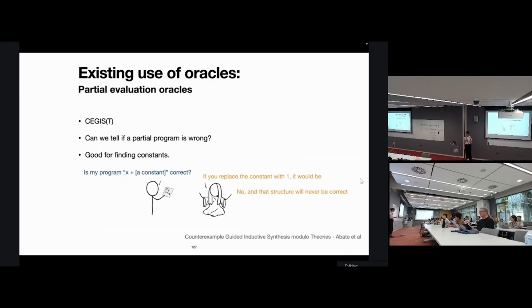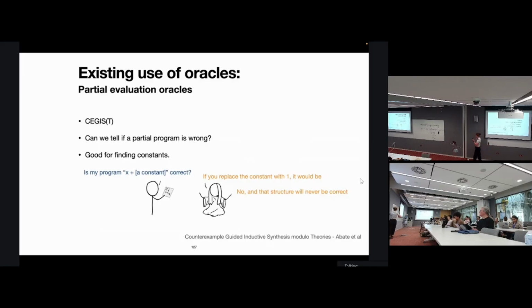Yeah, CGIS. Other oracles. So you might be able to have an oracle that can tell you whether a partial program is right or wrong and whether it's worth enumerating further down that. We have a paper called CGIS-T. There is also a paper by Isil Dillig which uses partial evaluation.